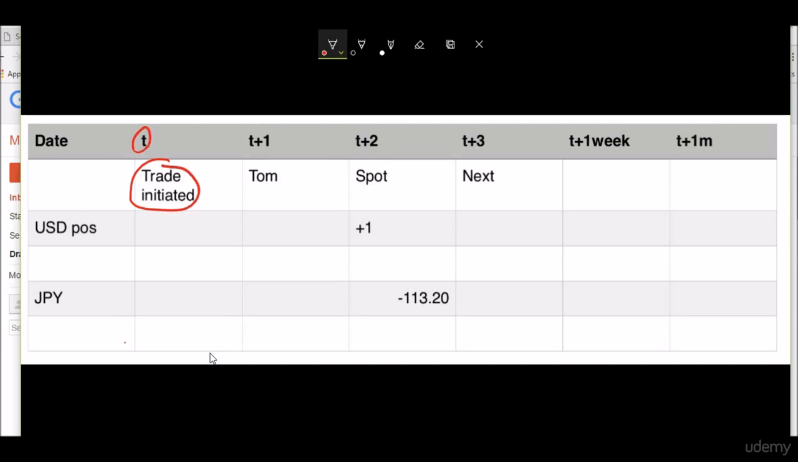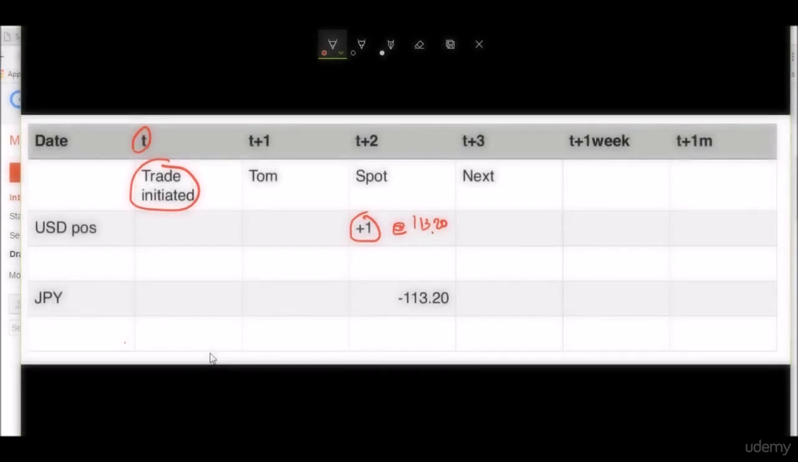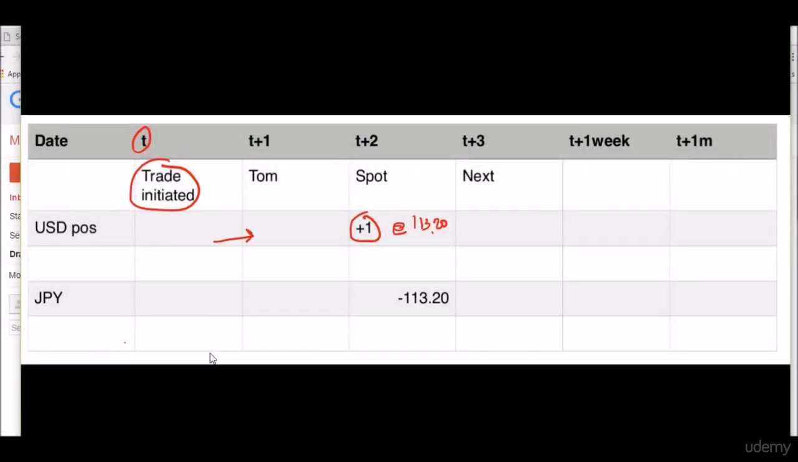So he has bought dollar-yen 1 million at 113.20. So the cash flow would look like this: plus 1 million in the dollar account and minus 113.20 million yen in the yen account, a debit. Assuming that the dealer is in the money and wishes to leave his position open, the next day his position will mature on T+1 and he will need to pay out 113.20 million yen.